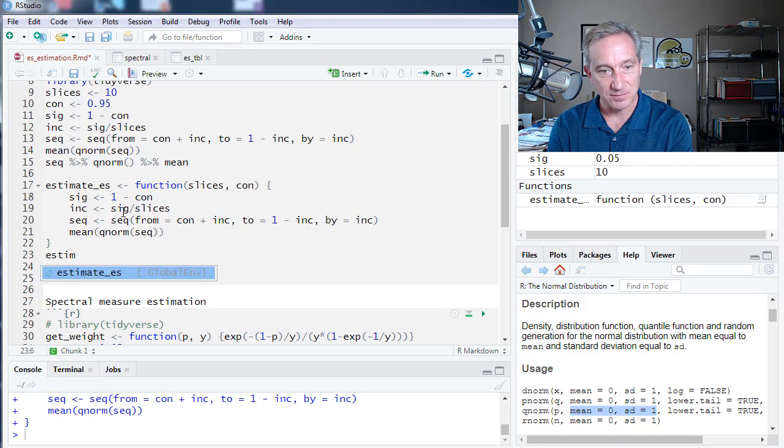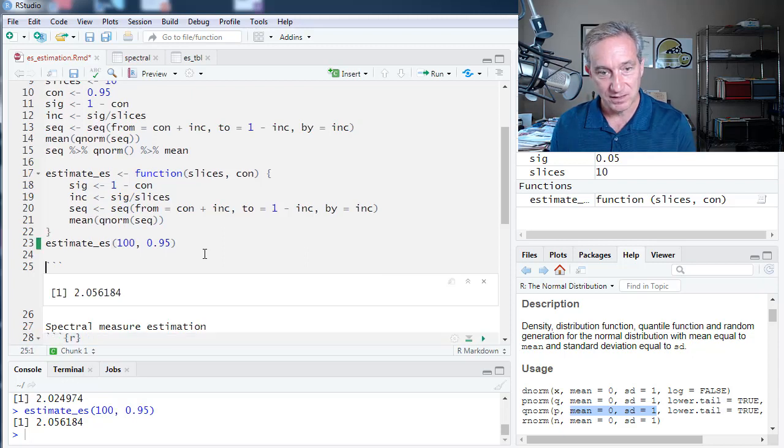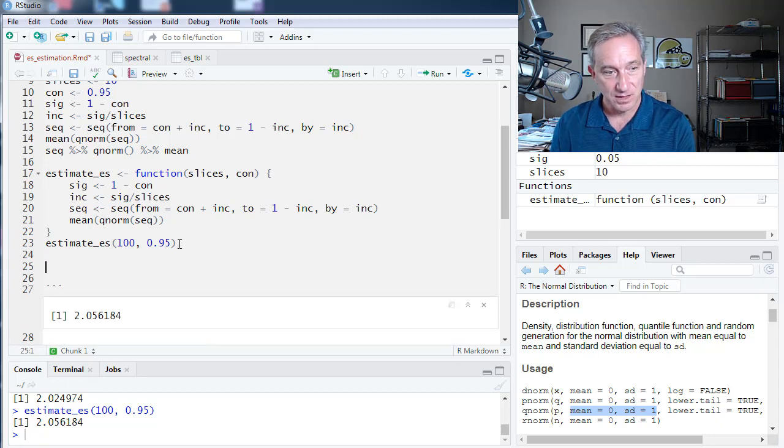And now just to test that, I can call that estimate function with, let's say, the same 10 slices and 95% confidence level. Okay, it's working. And see, if I increase the number of slices to 100, then my value gets closer to the true value.